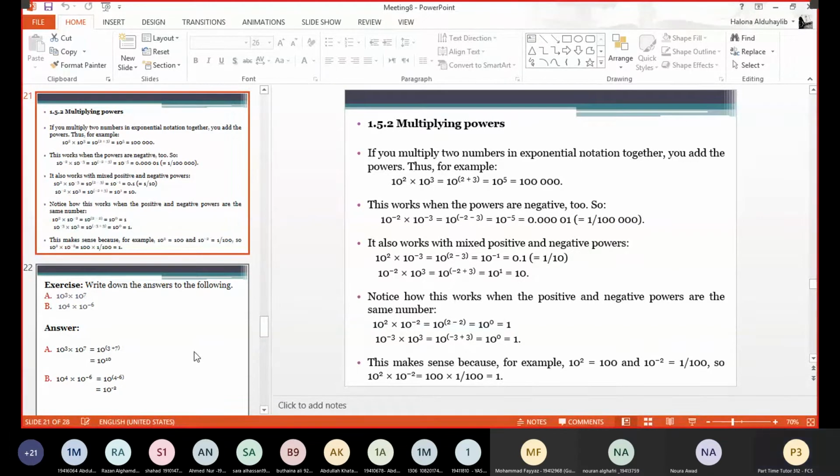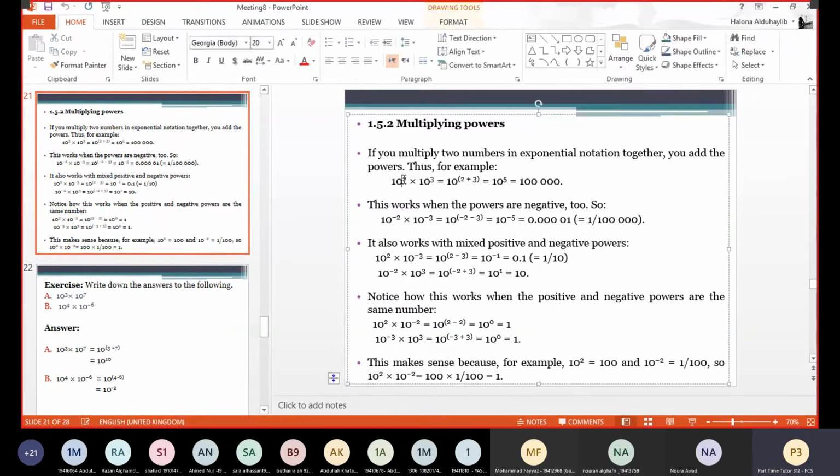So if you have 10 to the power 2 multiplied by 10 to the power 3, the base is the same. Look for the power. You have here 2, you have here 3. Both of them positive. So all you need is to add the powers together. The base will be 10. Then the power, you will add them together, 2 plus 3. This will give you the value of 10 power 5.